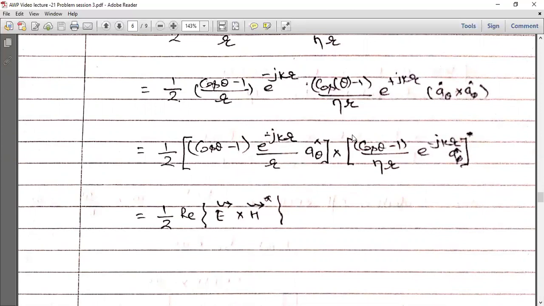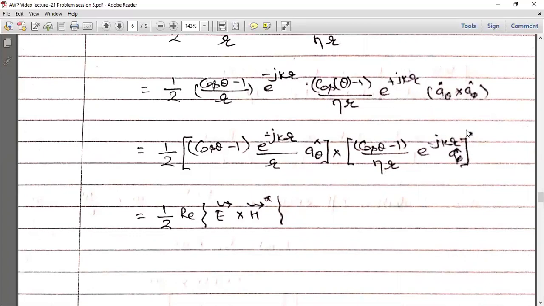Cross product is there. And cos theta minus 1 upon eta r, e to the power plus j kr, A_phi cap, I express this in terms of the complex conjugate. So when I write the complex conjugate, cos theta minus 1 upon eta r and A_phi cap, they will not have any problem with that. The only thing that changes with the complex conjugate is that this plus sign becomes a minus sign. So what you have is e to the power minus j kr and its complex conjugate.